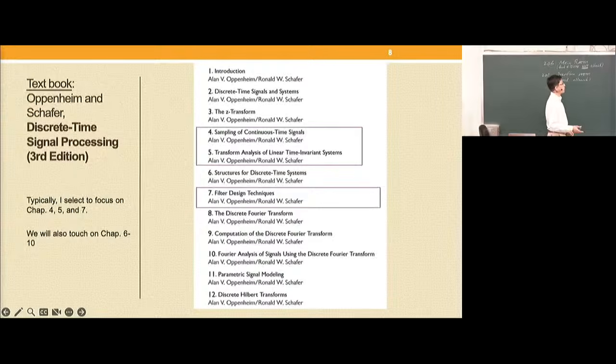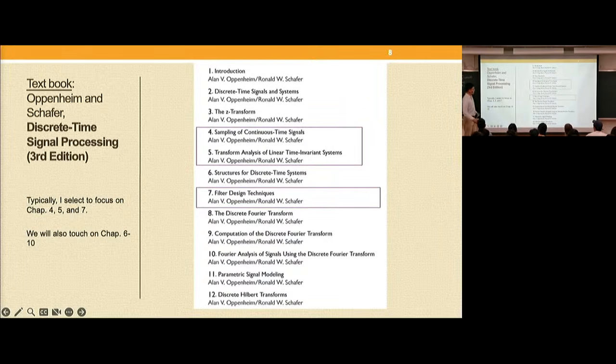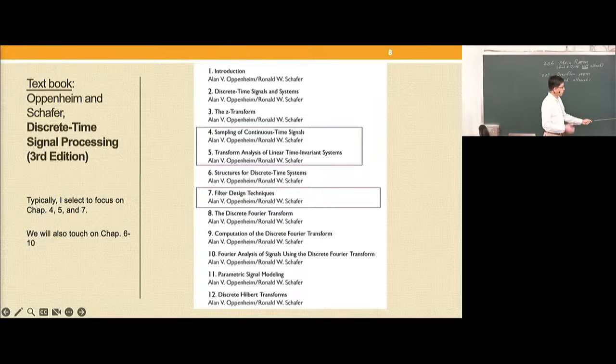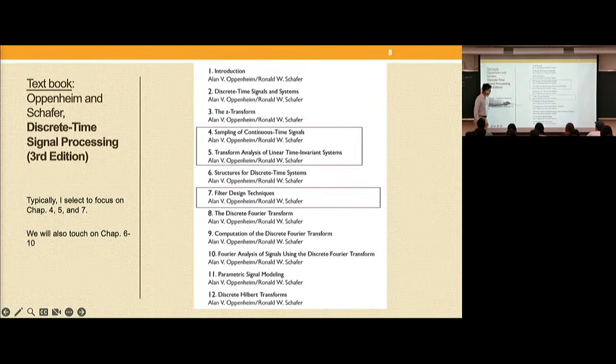Next, I'd like to tell you about our textbook. The textbook that I recommend is written by Oppenheim and Schafer, two professors at MIT a long time ago. This is the third edition of their textbook, called Discrete Time Signal Processing. Over the years, I've been focusing on a few chapters. We're going to mainly focus on chapters 4, 5, and 7, while this semester we will also touch a bit on some other chapters from 6 to 10.